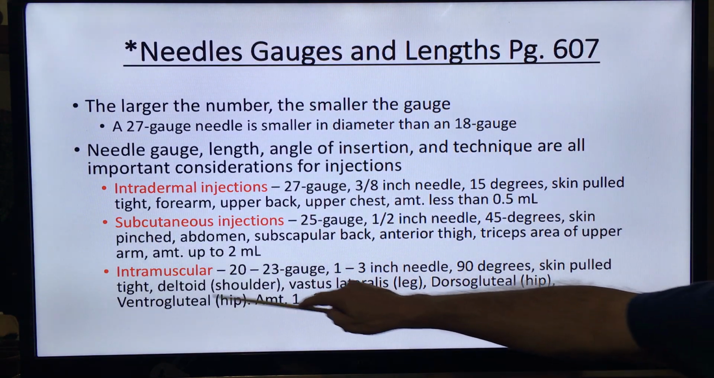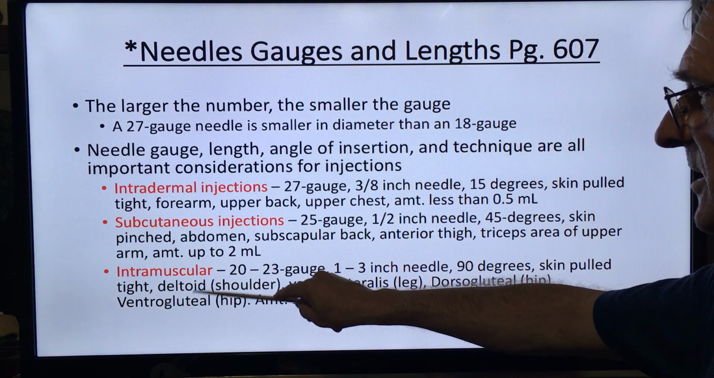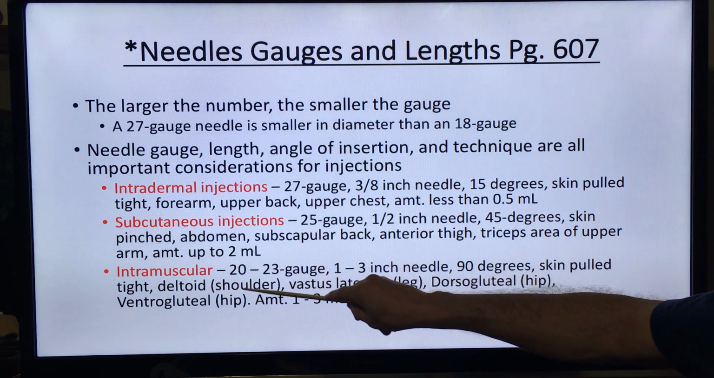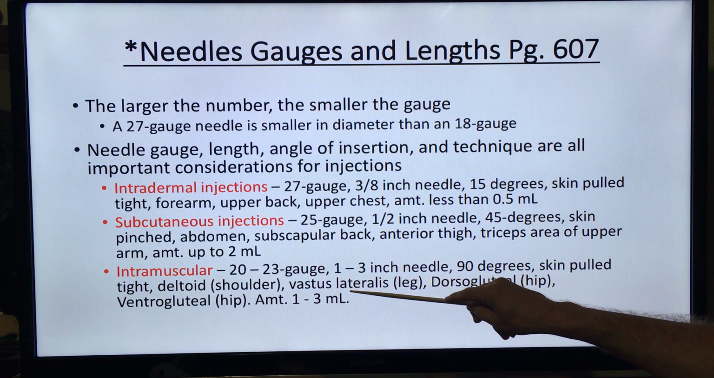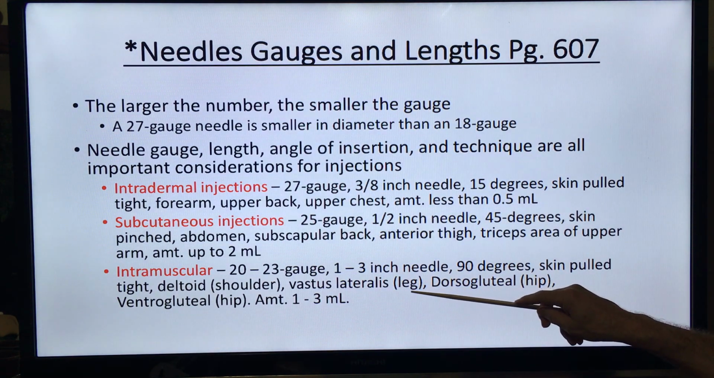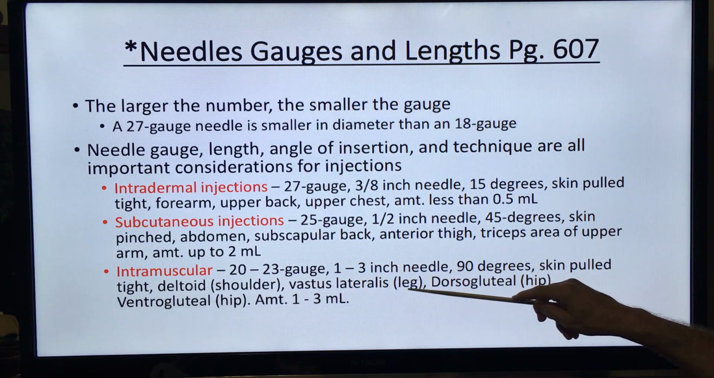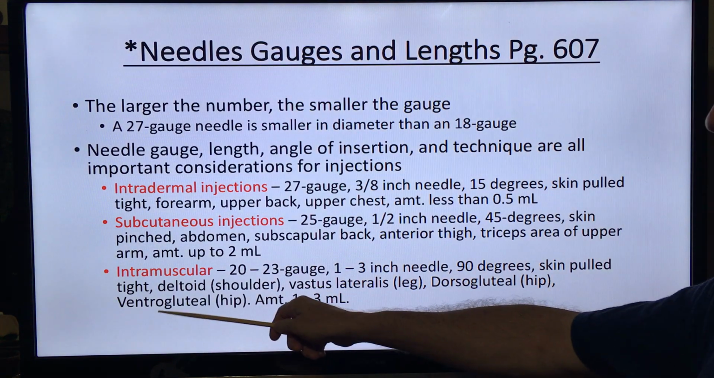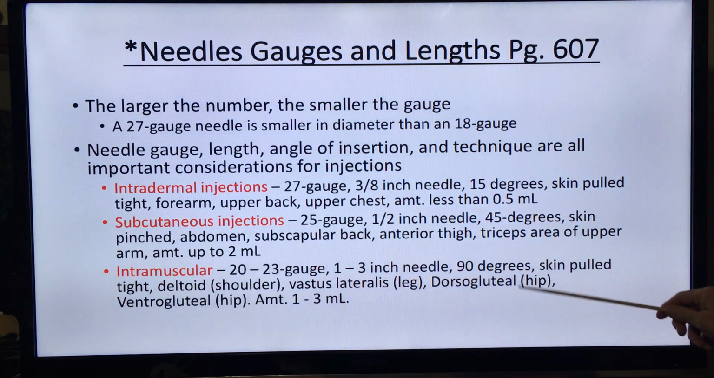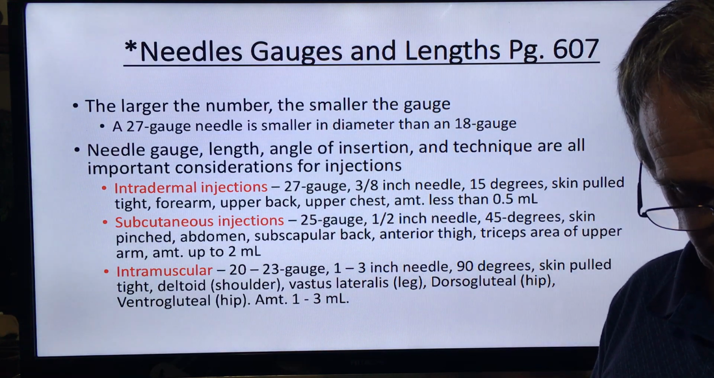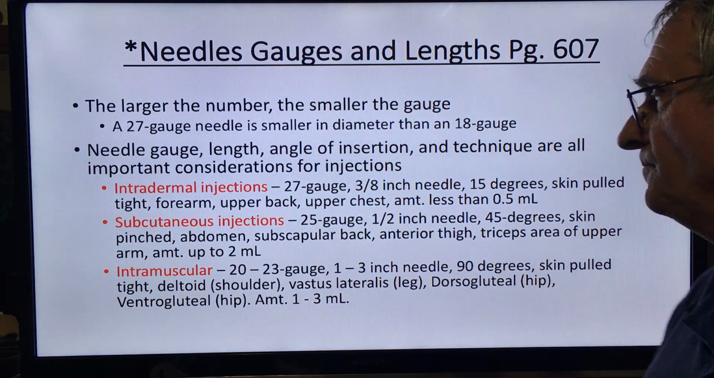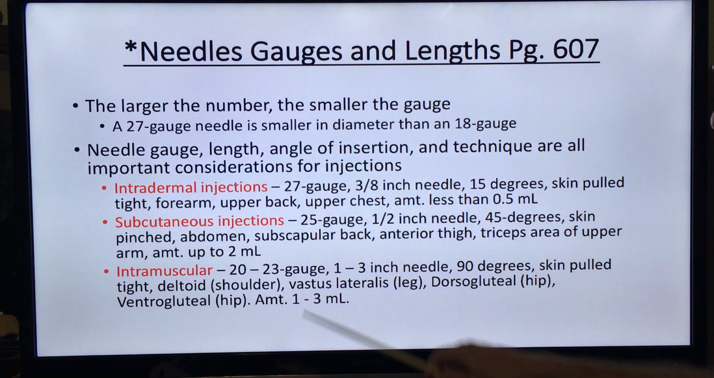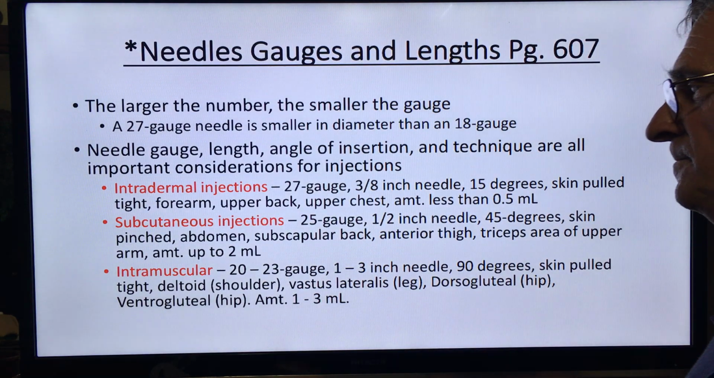And we will talk about each of these places to give it. The deltoid, which is the shoulder muscle, the vastus lateralis, which is the lateral part of the thigh, which is the most common route that we give injections in children. The dorsogluteal and the ventrogluteal, this will be the one we'll talk about most. Dorsogluteal is not used as often because of the likelihood of hitting the sciatic nerve. We can give larger amounts here, up to 3 milliliters.